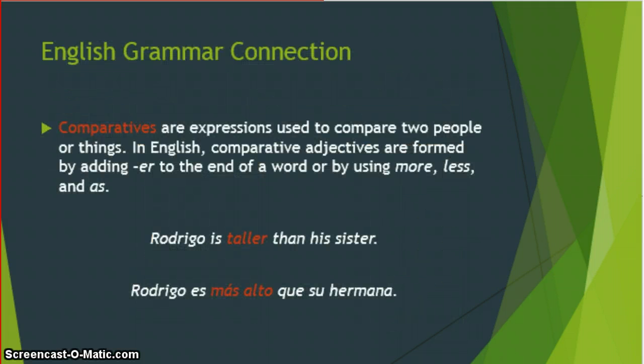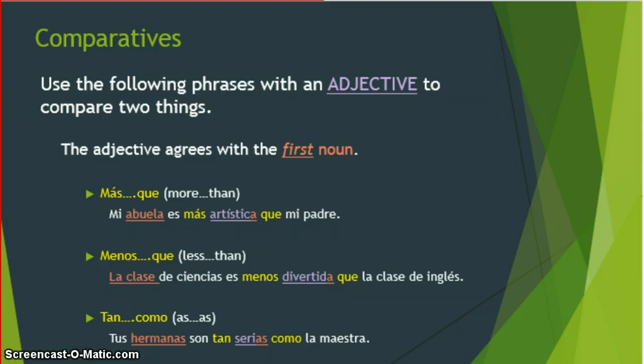To connect this with English, we do use comparatives. These are expressions used to compare two people or two things. In English, comparative adjectives are formed by adding ER to the end of a word or by using words such as more, less, or as. Por ejemplo, Rodrigo is taller than his sister. If I wanted to say this in Spanish, I would use the phrase más followed by an adjective. Rodrigo es más alto que su hermana. Show you how this is done.